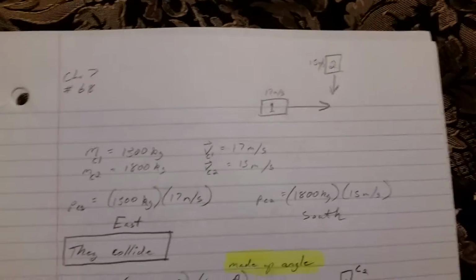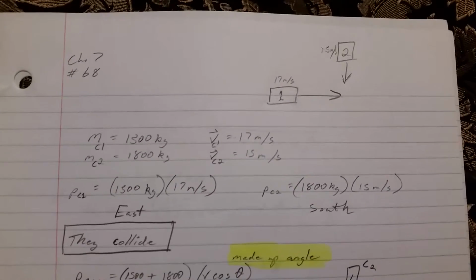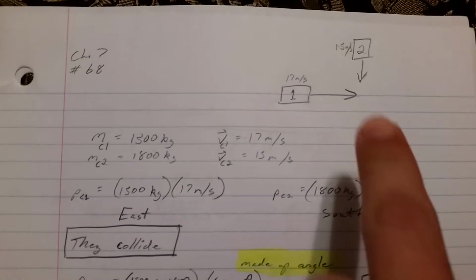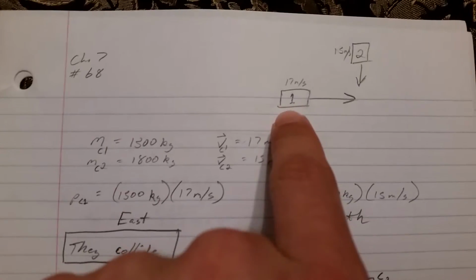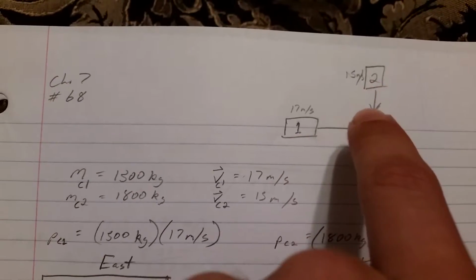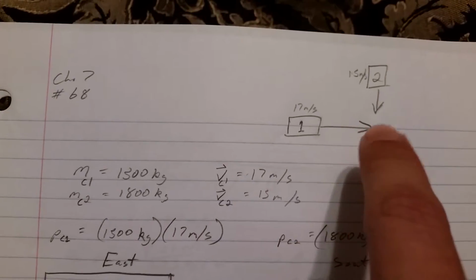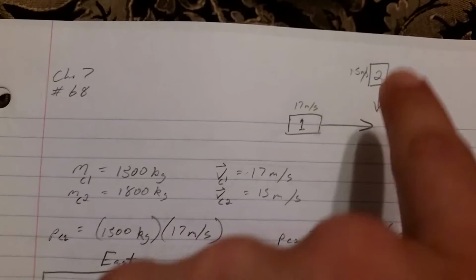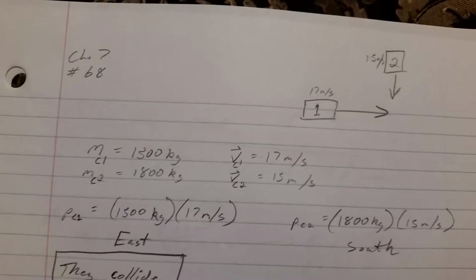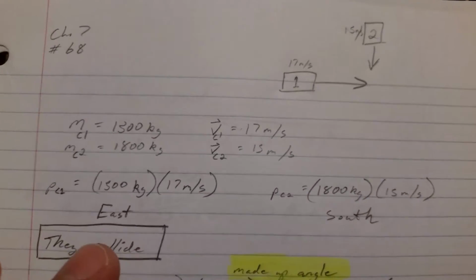Okay, so for this problem, it's going to be a collision in two dimensions. We have our car that's moving east at 17 meters per second, and one that's coming south, 15 meters per second. And I just drew this to have a better idea of what the collision might look like.